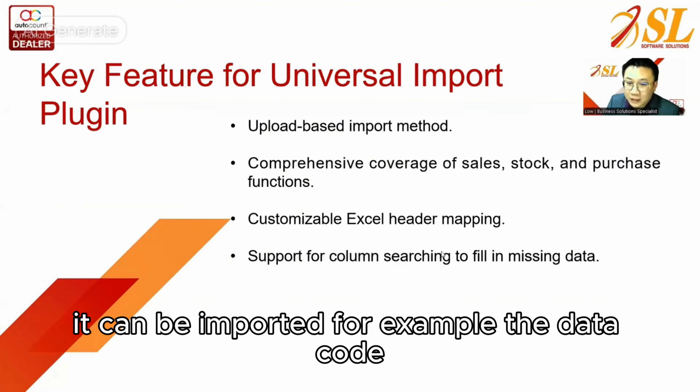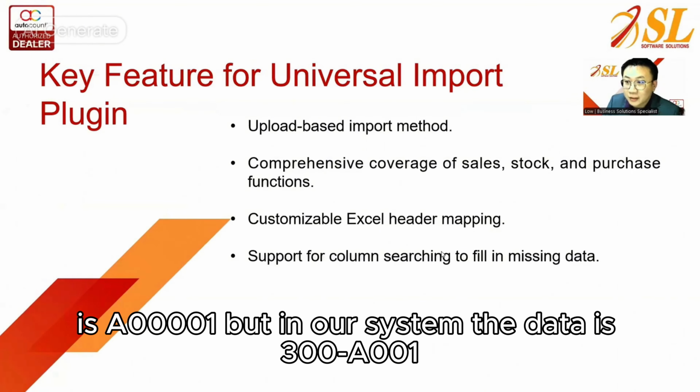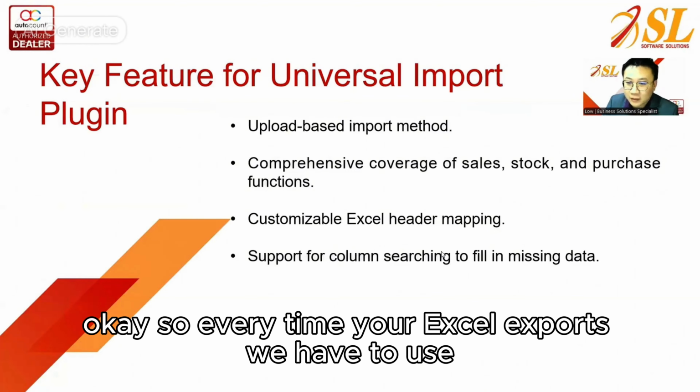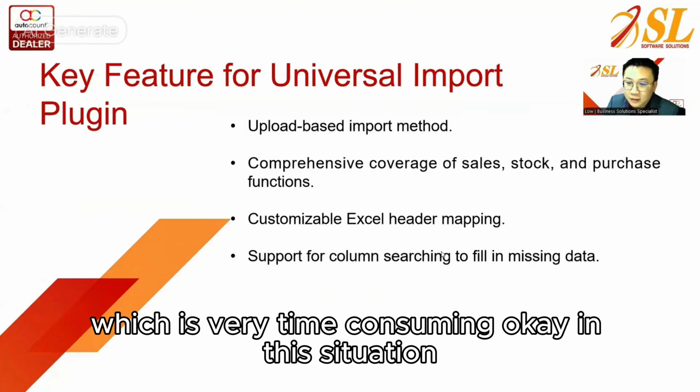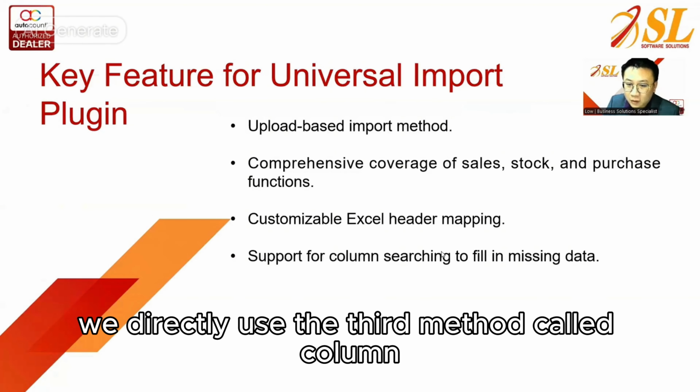For example, the data code exported from your Excel is A00001, but in our system, the data is 300-A001, okay? So every time your Excel exports, we have to use lookup and organize it manually in Excel, which is very time consuming. In this situation, we directly use the third method called column searching.